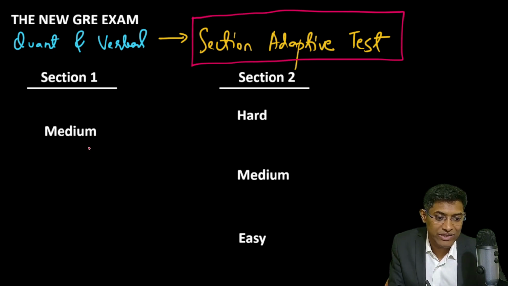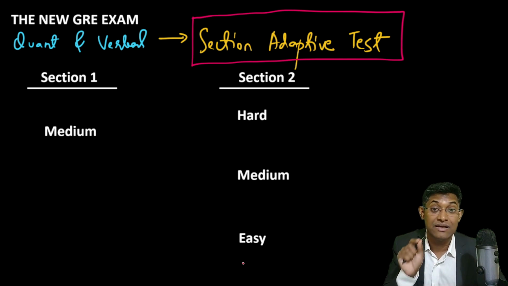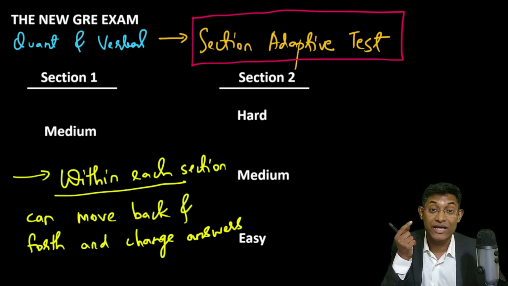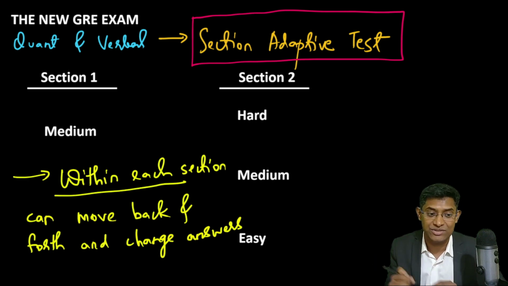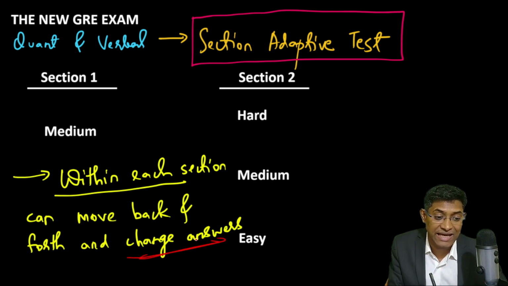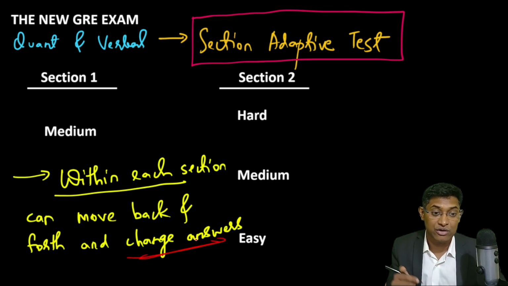So if you're doing well, you're getting the hard section, or if you're not doing that well, you will get either the medium or the easy section, right? The questions in that section then do not change. So that means that within a section, you can move back and forth between questions, and you can change answers as many times as you want. So that is another advantage of the GRE being section adaptive in nature.